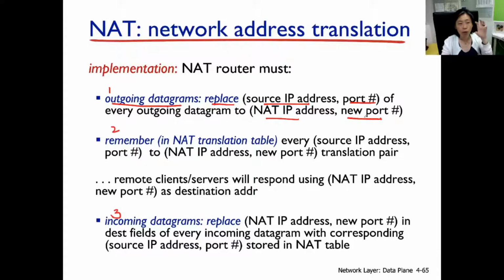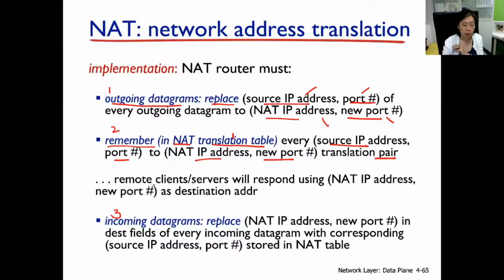So the source IP address and the source port number, these 2 fields are replaced with these two values. And this pair, so 1, 2, 3, 4, are also tracked, being remembered in NAT's translation table. So the source IP and the source port number, as well as the translated source IP and source port number, will be maintained as a pair in the translation table.